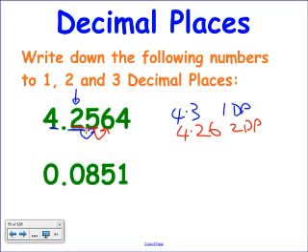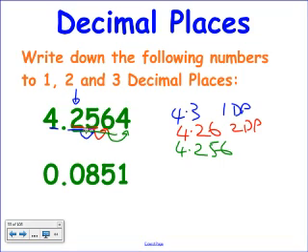And then finally to 3 decimal places, what am I interested in? The 2, 5 and the 6. What's my decision based on? The 4. So what do I do? Round down. Stick at 4.256. Happy with that? Okay?